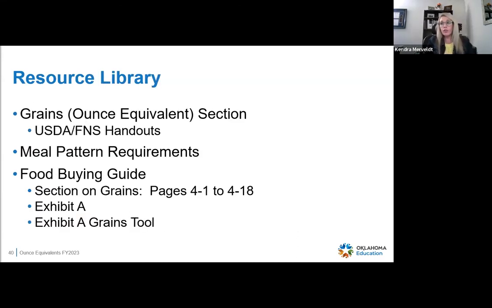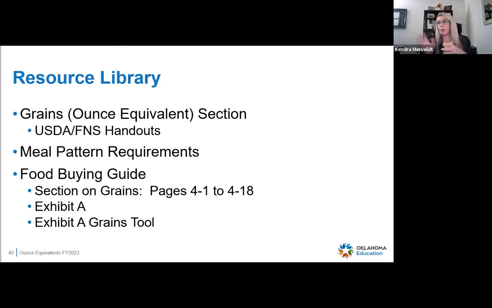Again, you can find all of these resources in the resource library. Again, we have the grains chart in there. This is all under the meal pattern requirements section. We also have the food buying guide. Under the meal pattern requirements, if you're not sure how to get the food buying guide, you can go out there and it will show you where you can go. You can click on the link. It will take you right there as well.